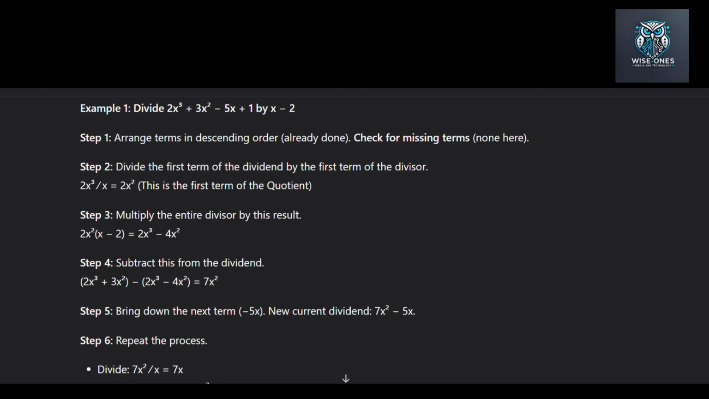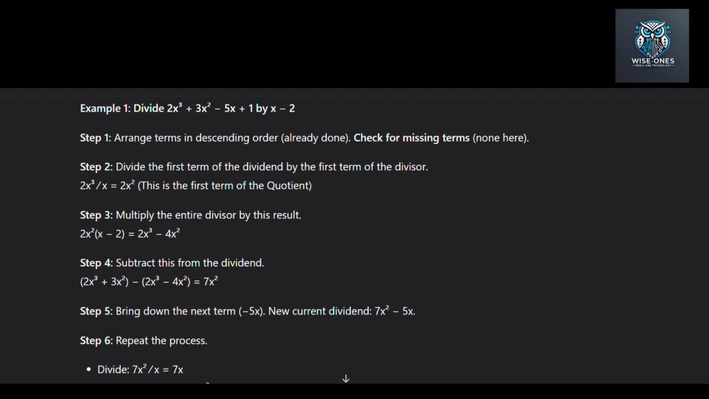Step 1. Arrange terms in descending order. This means highest power first. In this case, it is already done. Check for missing terms. We have x cubed, x squared, x, and a constant. None are missing. If one was missing, we would have to put a 0 there.